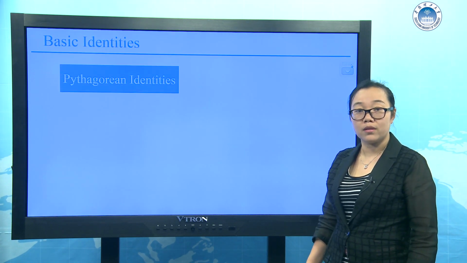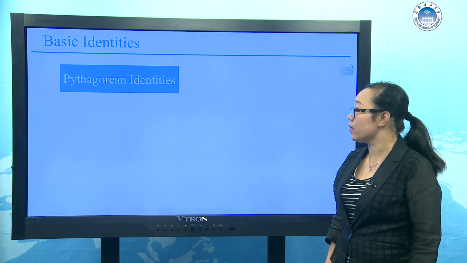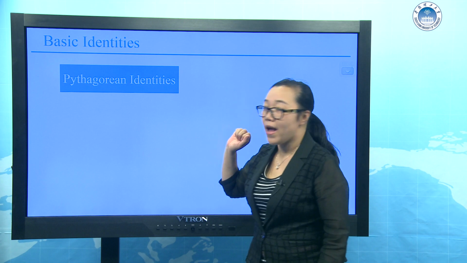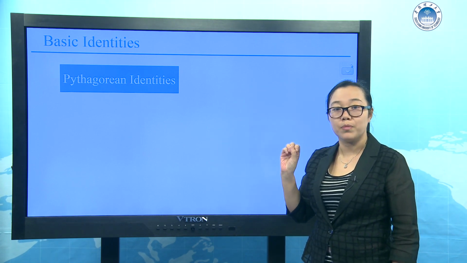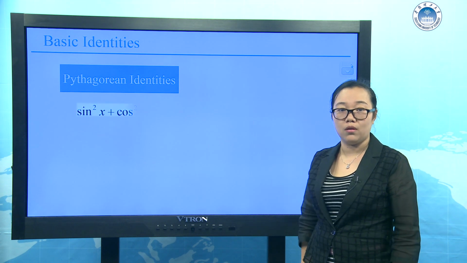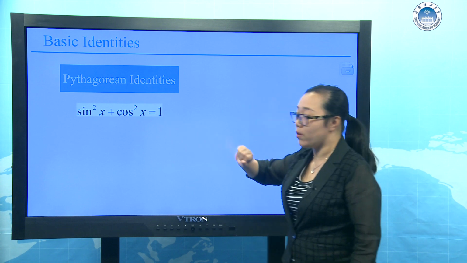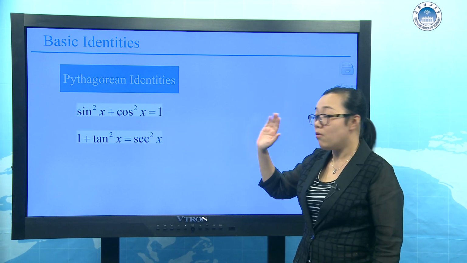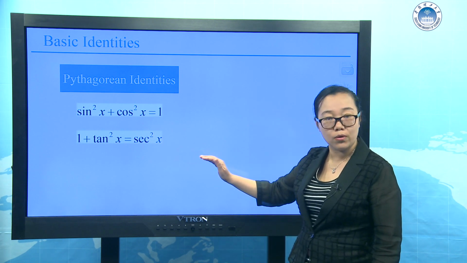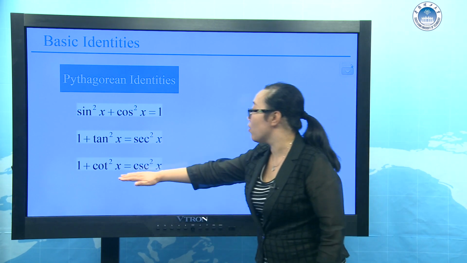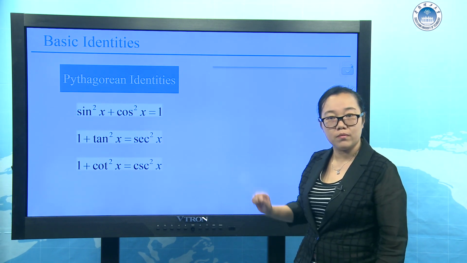You should try to understand the corresponding basic identities. Look at this: Pythagorean identities. Do you remember? Yes, a squared plus b squared equals c squared. We have known sin x squared plus cosine x squared equals 1. 1 plus tangent x squared equals secant x squared. 1 plus cotangent x squared equals cosecant x squared.